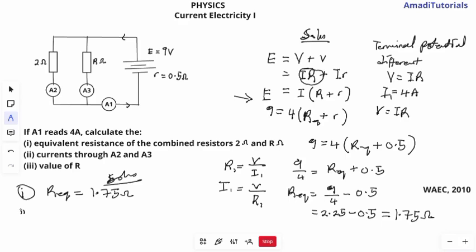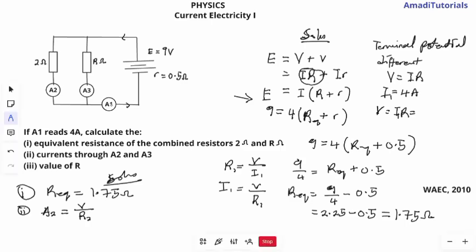So to calculate for I2, our A2, which is the current through this branch, the current will be what? The voltage, terminal voltage, divided by the resistance, the R2. However, what is the terminal voltage? Because the voltage here, 9 volts, is the EMF. The terminal voltage V equals what? IR. So I here represents the equivalent current, which is A1. A1 is the equivalent current.